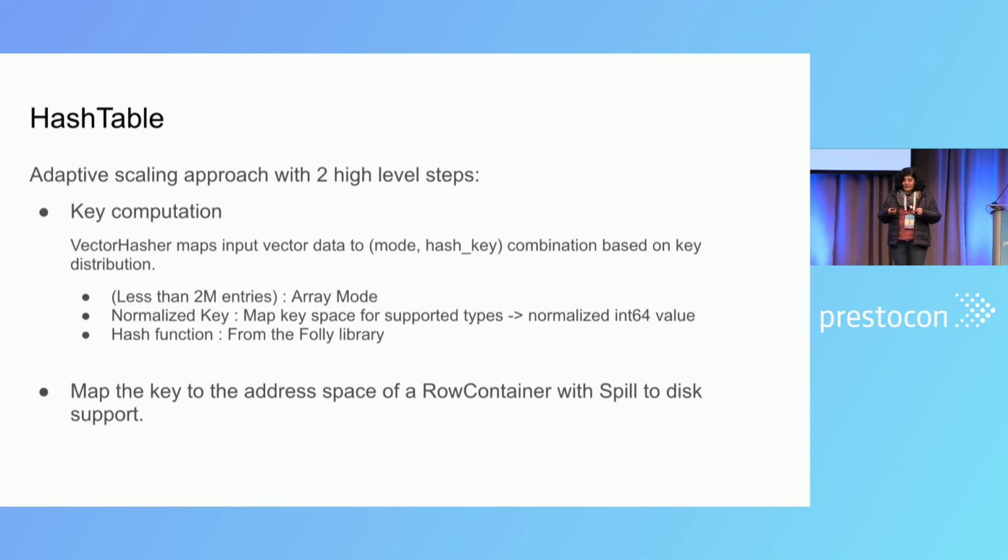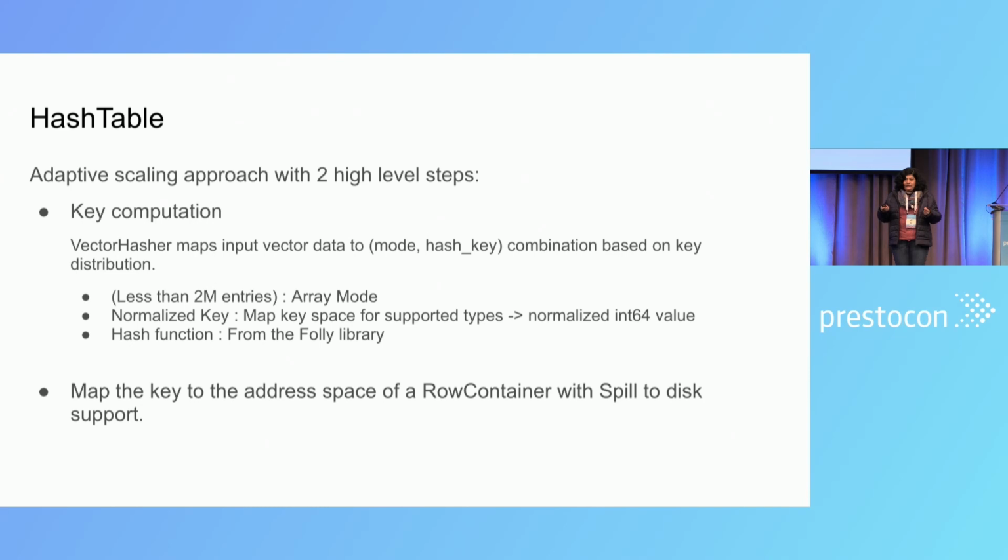So the hash table, right? Abstractly, you can think about it as two high-level steps. You take your keys and compute a hash value, and this hash value will then map to some memory address in the space of a row container. And where the adaptivity comes in is in this key computation. What Velox gives you is something called a vector hasher. You give it a vector, and it'll compute the hash values of all the columns in that vector. And this building of hash values is adaptive.